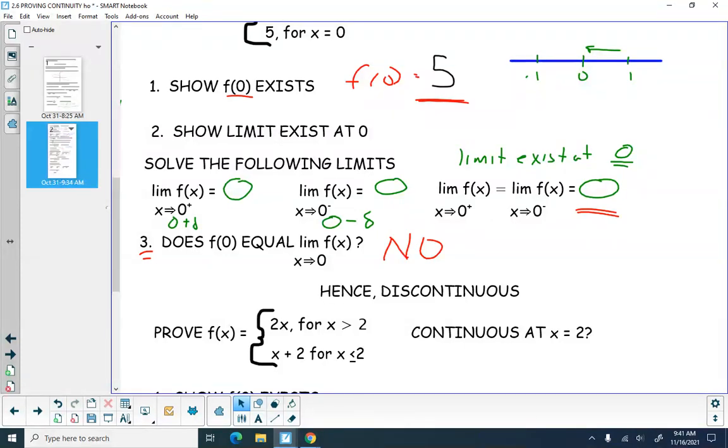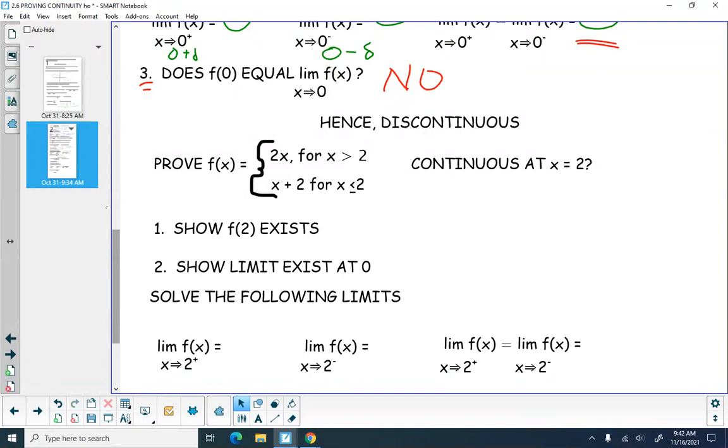So we have one more scenario to go through. We want to prove this function is continuous at a value of 2. Show f of 2 exists. Which line do I use if I'm finding my function value at 2? The bottom one. So we have 2 plus 2, which is the value of 4.